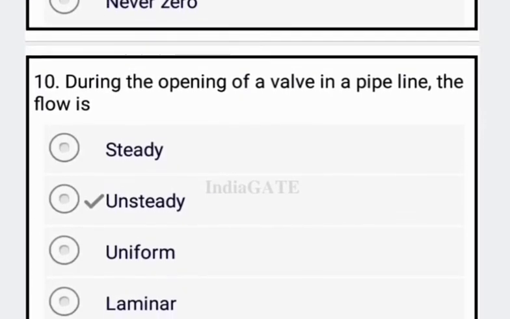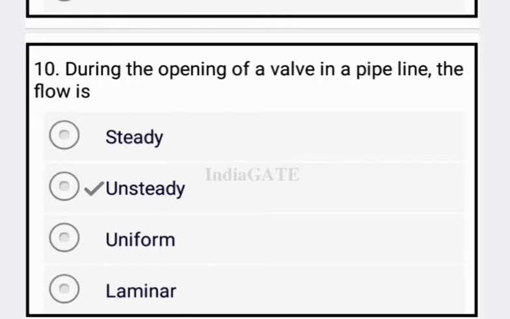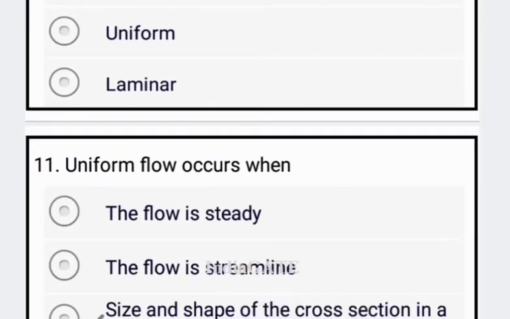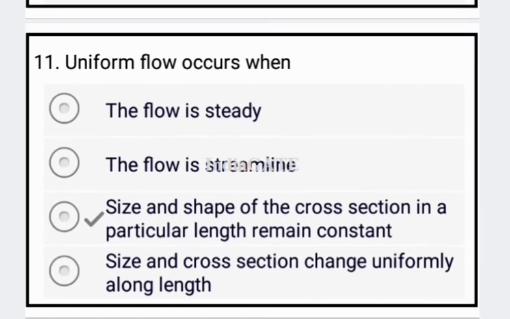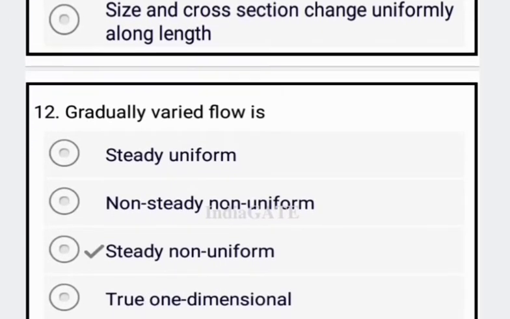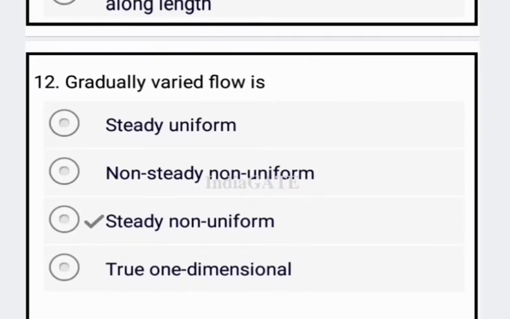Next question. During the opening of a valve in a pipeline, the flow is. So the correct answer is option B, unsteady. Next question. Uniform flow occurs when. So the correct answer is option C, that is size and shape of the cross section in a particular length remain constant. Next question. Gradually varying flow is. So the correct answer is option C, steady non-uniform.